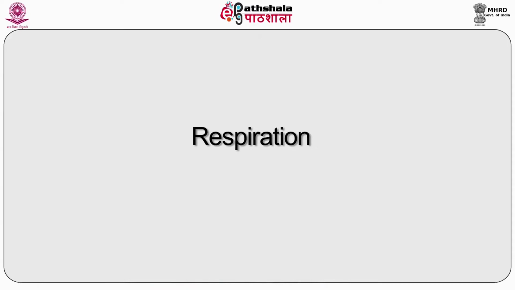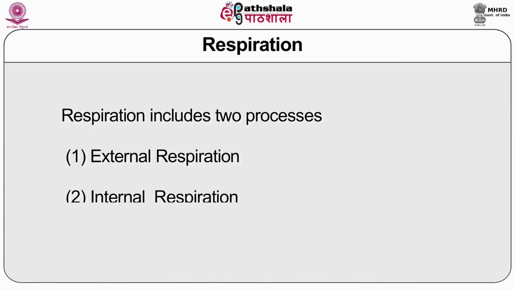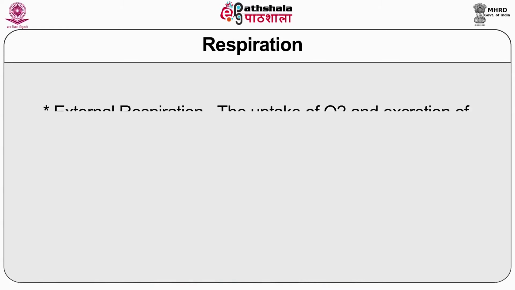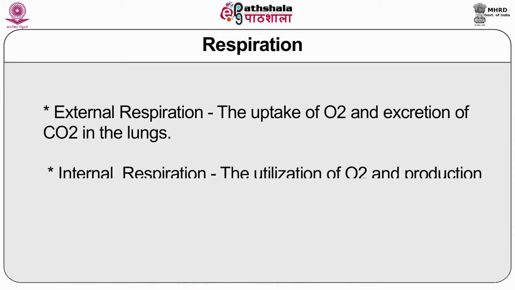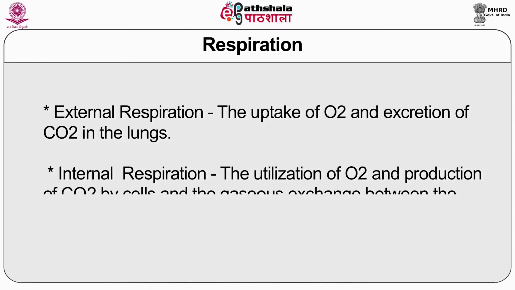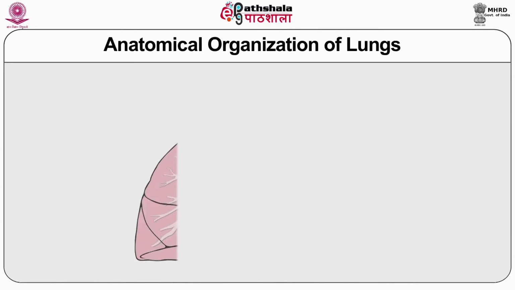So, what is respiration? Respiration includes two processes. One is external respiration and second is internal respiration. External respiration is the uptake of oxygen and excretion of carbon dioxide in the lungs. Internal respiration means utilization of O2 and production of CO2 by cells and the gaseous exchange between the cells and their fluid medium. Where does this take place?